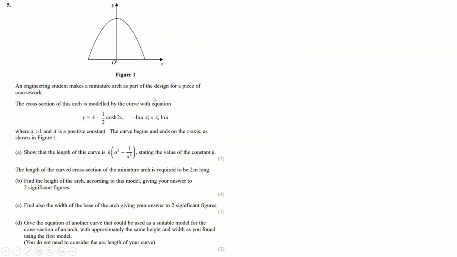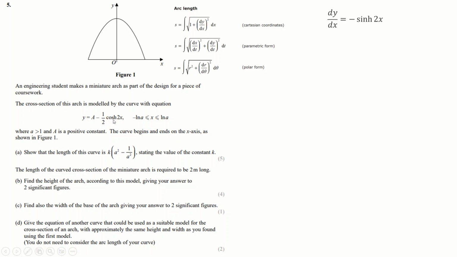Good, so question 5 then is about some integration skills. So we've got the length of the curve, so we look in the formula book. This is a Cartesian curve, so we're going to be using this formula here. So we need dy by dx, so we'll find that first. Of course that's a constant, so it goes away. Cosh differentiates straight to sinh. The 2 comes out the front to cancel. Square that to get this.